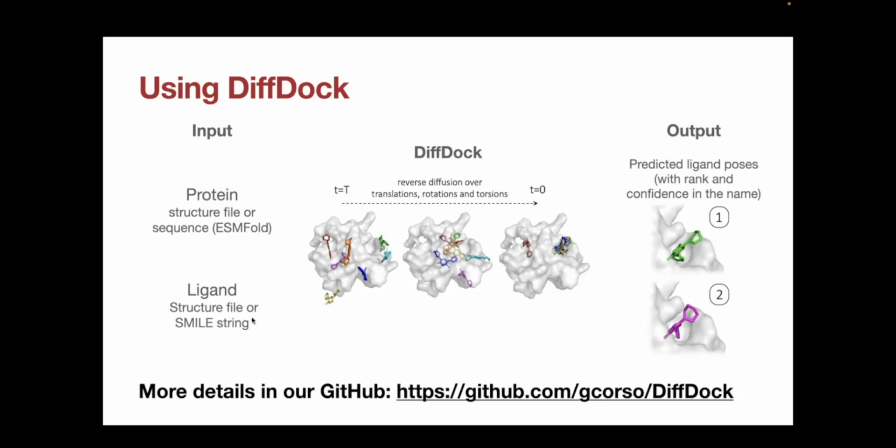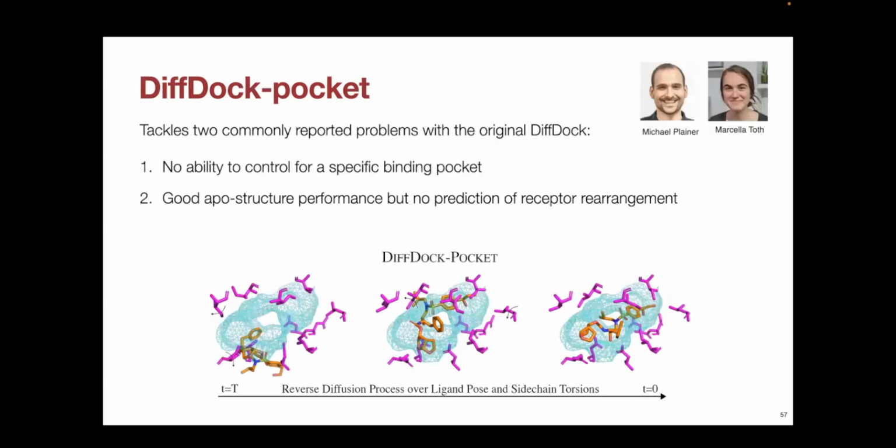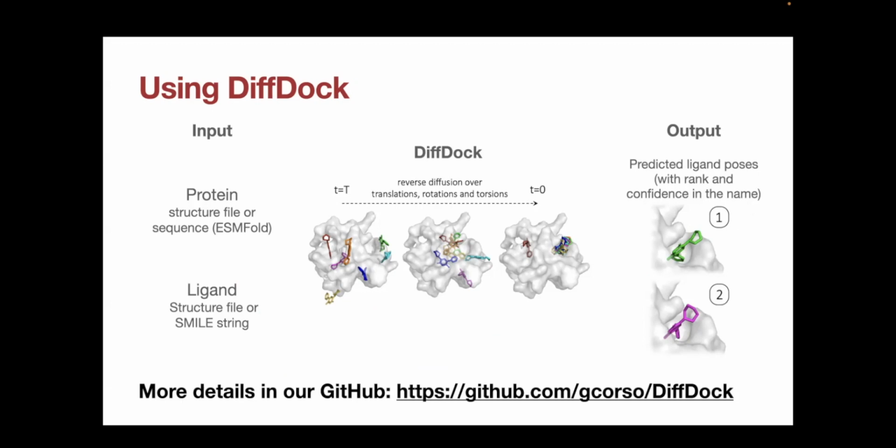Here again it can be either a structure file or a SMILES string, but in either setting, we don't assume that this structure is actually accurate for the ligand. And then the reverse diffusion runs. We run the confidence model, and then the output will be the files with the predicted ligand poses, where you will also find the rank and the confidence of each of those poses in the name of the file. And this is mainly what we had.